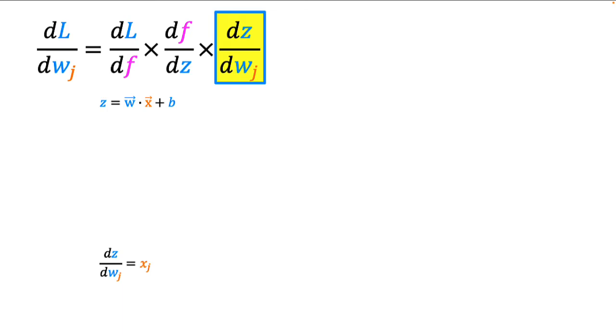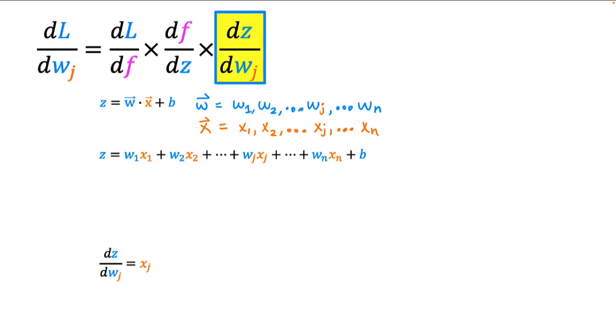So remember that z is w dot x plus b, where w is a vector, w1, w2, including wj, for example, maybe j is 3, for instance, all the way to wn, where n is the number of total features. And x is also a vector of all the features, x1, x2, including x sub j, all the way to x sub n. So z can also be written this way with scalars, w1 times x1 plus w2 times x2 and so forth, wj times xj plus all the way to wn xn and also plus b. And I'd like you to pay attention to this particular term, wj xj.